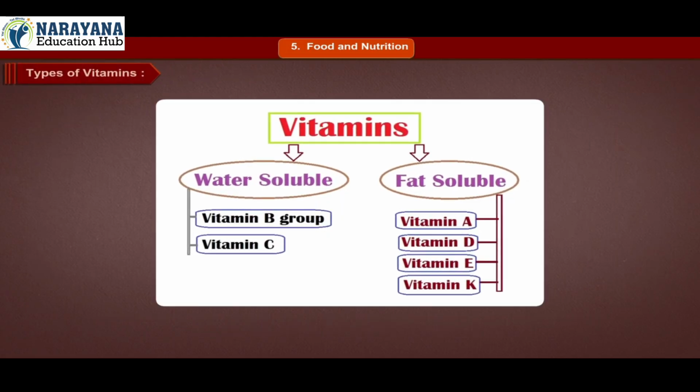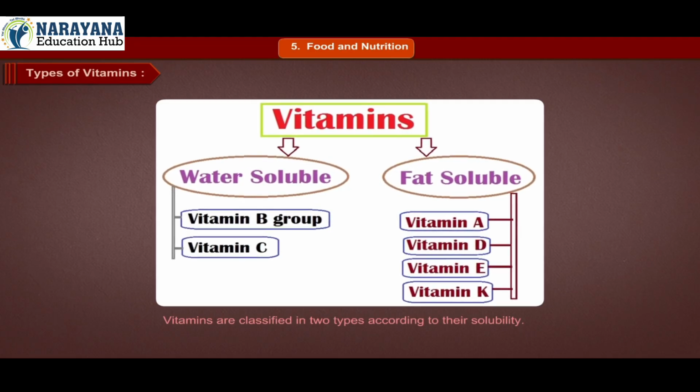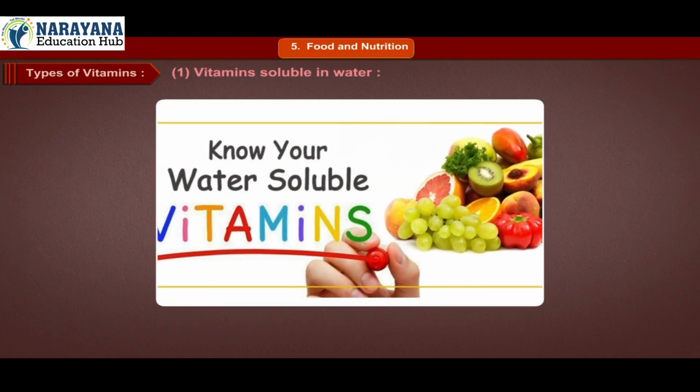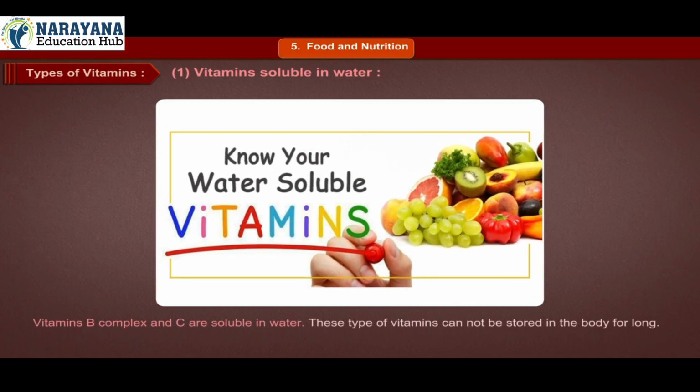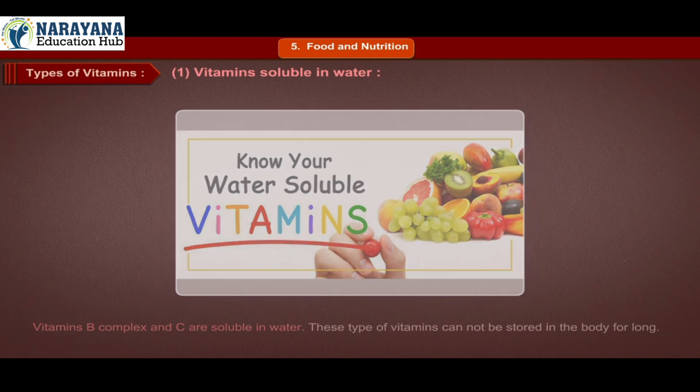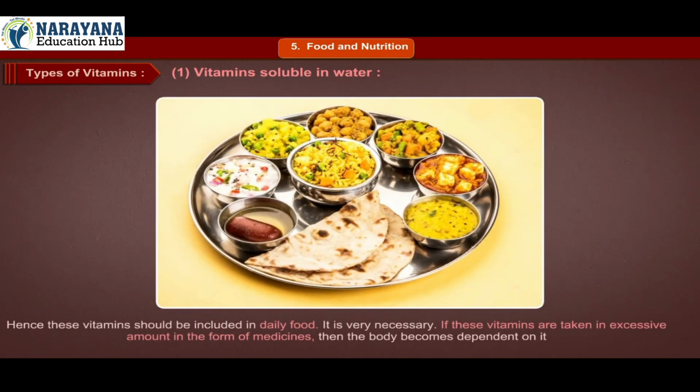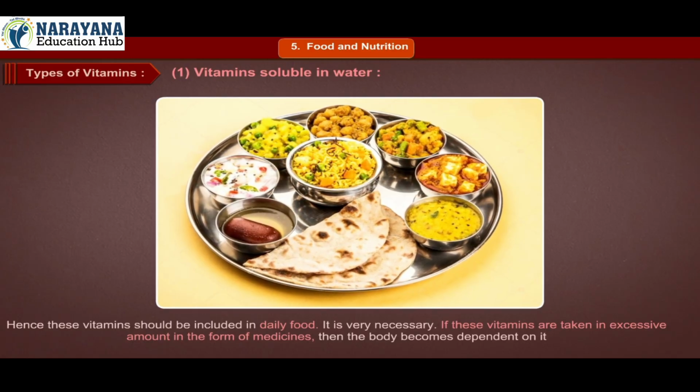Types of vitamins. Vitamins are classified into 2 types according to their solubility. 1. Vitamins soluble in water. Vitamins B complex and C are soluble in water. This type of vitamins cannot be stored in the body for long. Hence, these vitamins should be included in daily food.